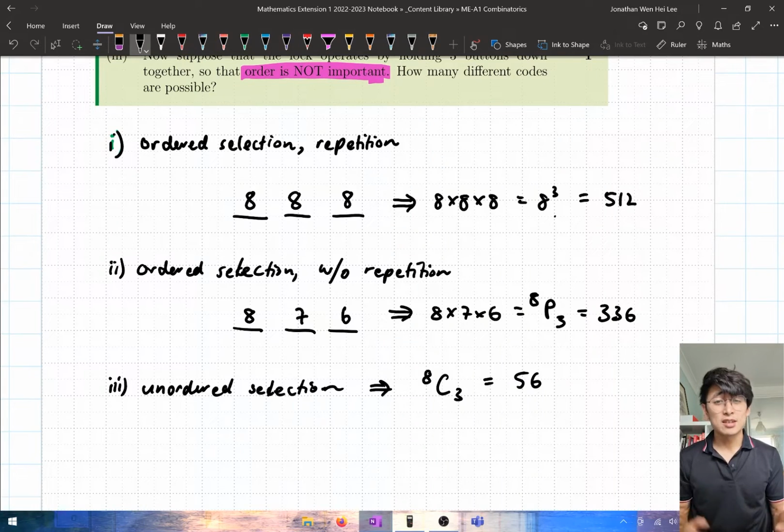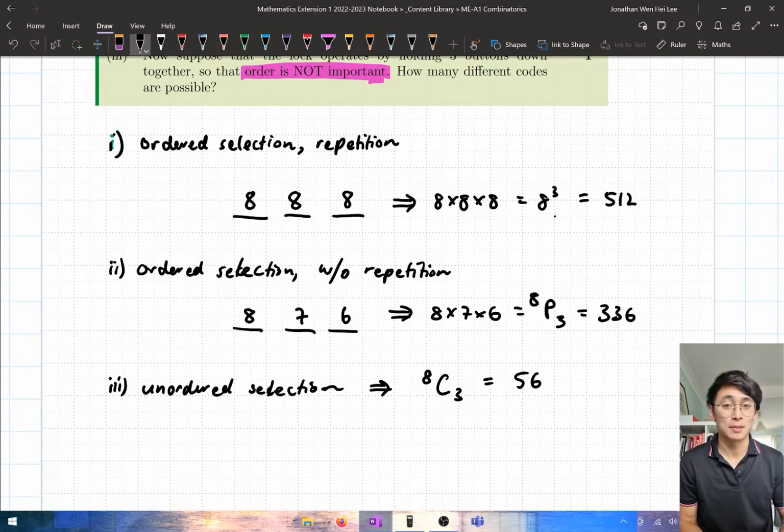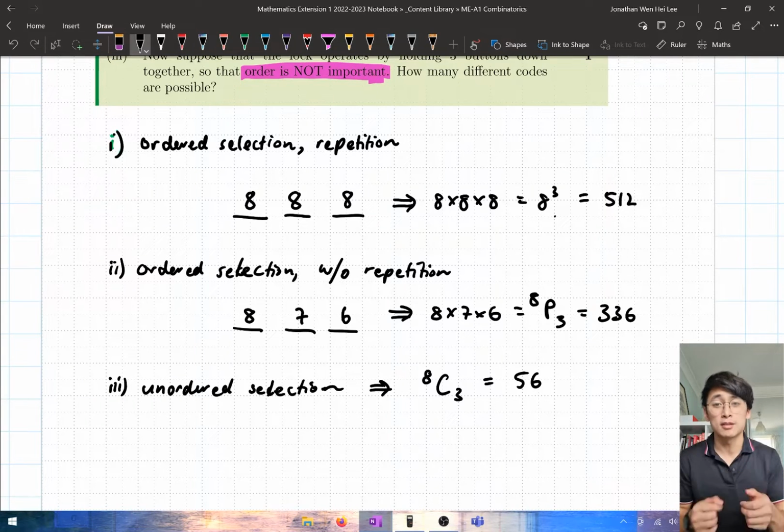So that's the difference between the things that we've looked at so far. In the first example, we had ordered selection where repetition was allowed. In the second one, there was ordered selection without repetition, so elements could not be used again. And the final one was unordered. This combination concept that we've just introduced is where it doesn't matter what order you select them in, as long as you've got the same 3 letters. ABC is going to be the same as CBA. As long as we press them all down at the same time, they're going to be exactly the same.